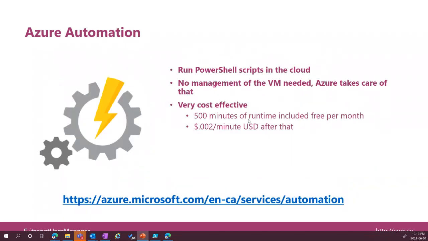And then we're also using what's called Azure Automation. If you're familiar with PowerShell, Azure Automation is a way to run PowerShell in the cloud. You don't need to manage VMs. Basically, there's a pool of VMs available in Azure, and they take care of that for you. So when your Runbook runs, it gets an available VM, runs it on it, and away it goes from there. It's super cost effective. You get 500 minutes of runtime free per month, and then it's 0.2 cents per minute after that. So it takes a lot of runtime to actually incur any significant costs.